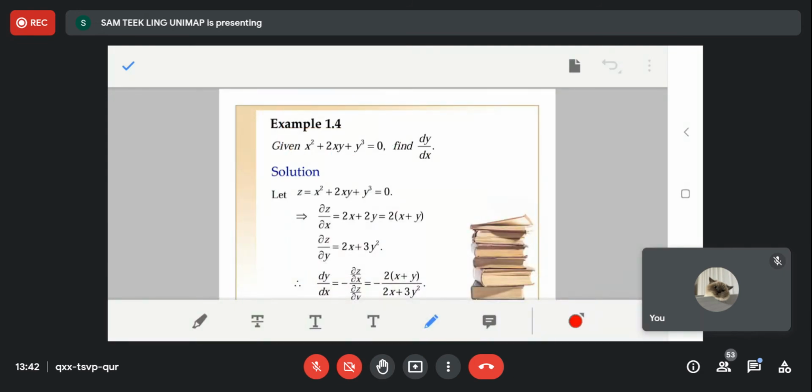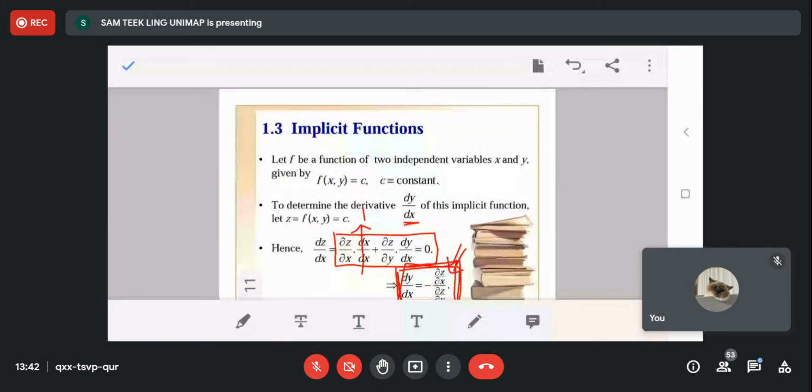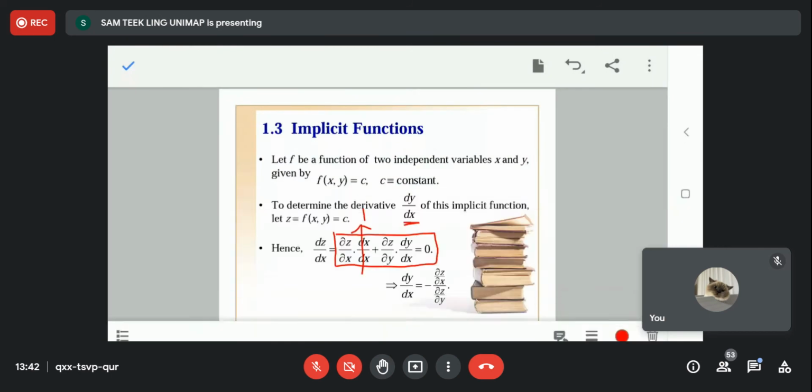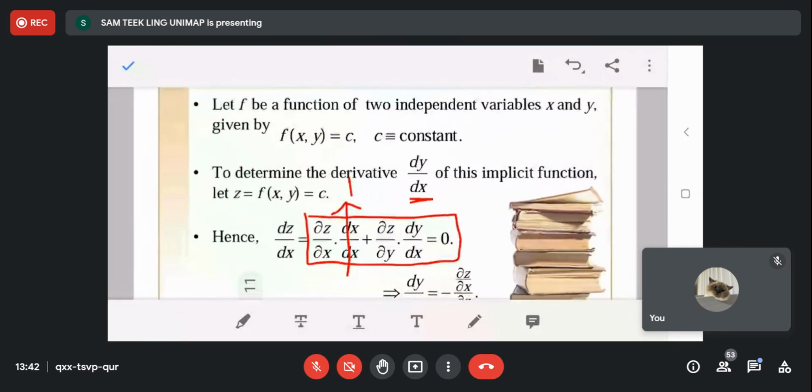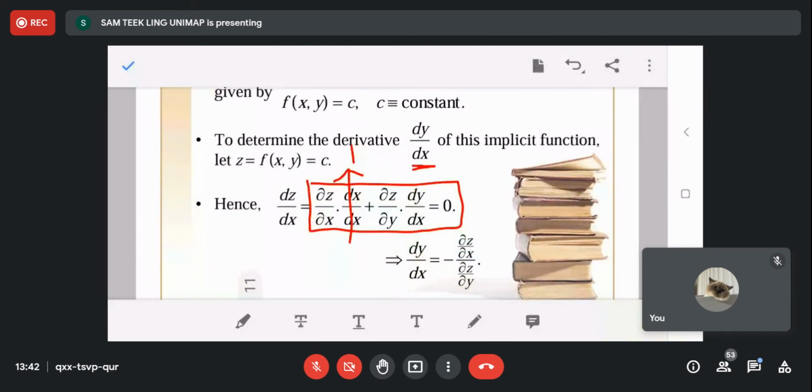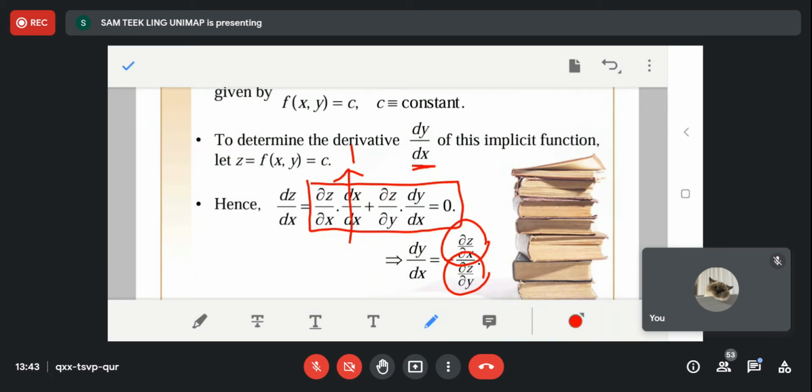For this, the first step is we let z equal the equation we want to solve. Then we apply the formula. You can see the formula: negative of del z del x over del z del y. We directly apply this formula only.